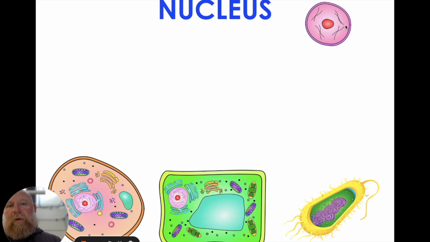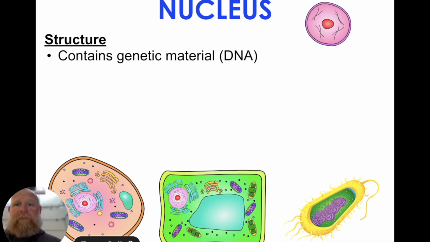So let's just jump into the information on the slide. The structure of the nucleus is that it contains all of the genetic material, the DNA, of the cells, which is in plant cells and mine, and then we'll talk about this one over here. But it contains the genetic material, the DNA.